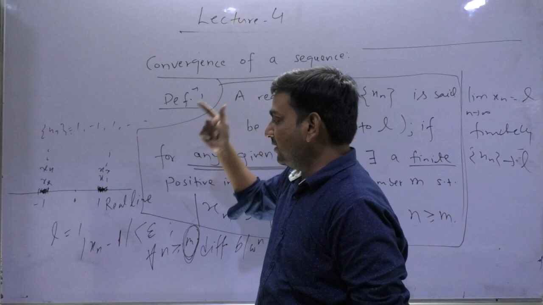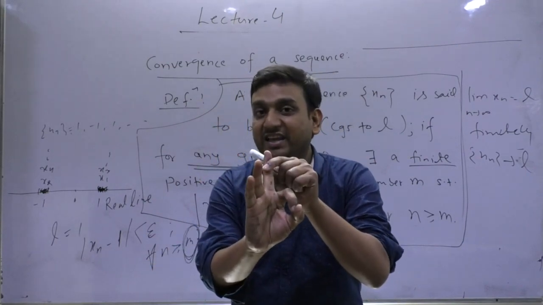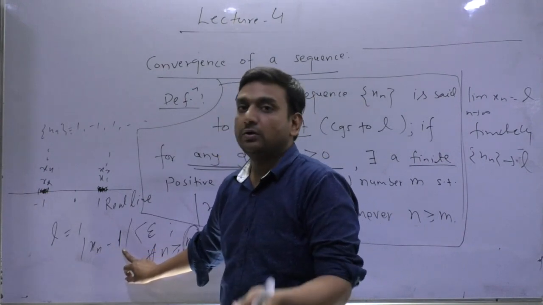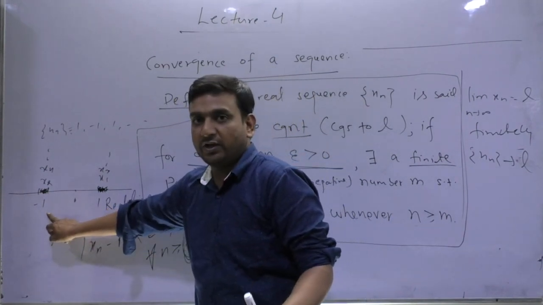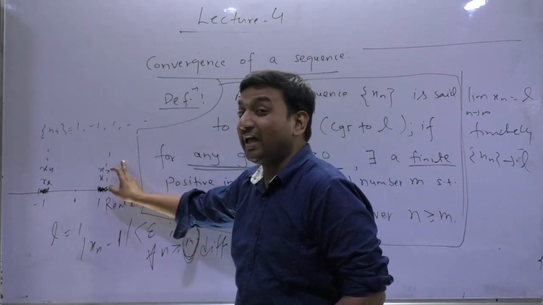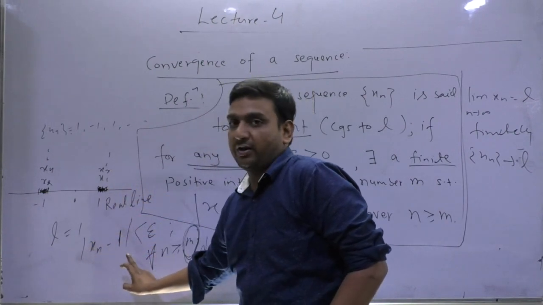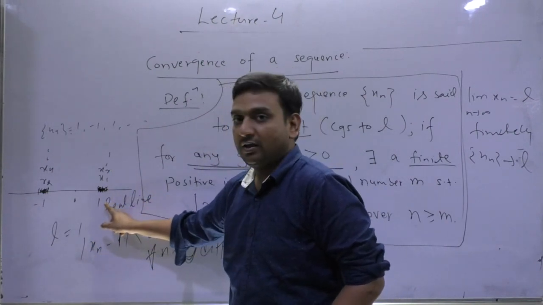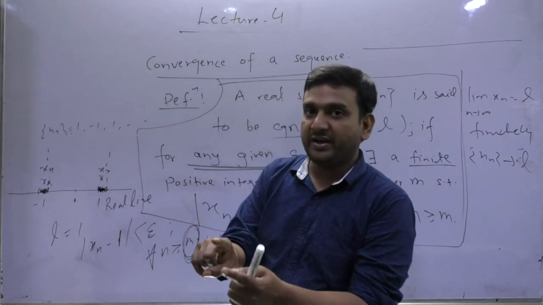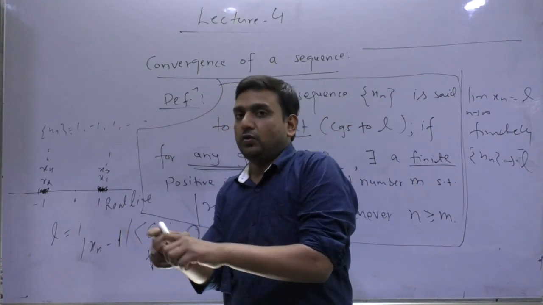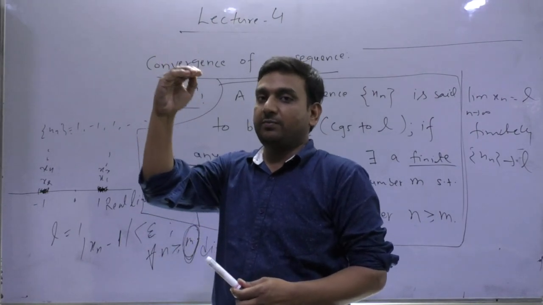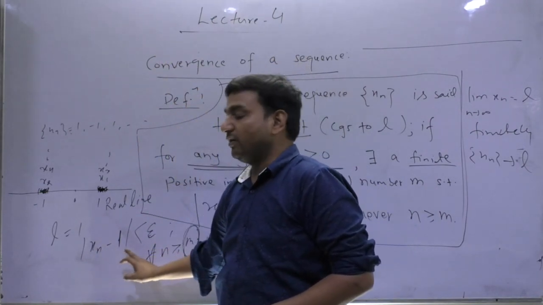Suppose x10, x10 minus 1 becomes 2, because x10 gives the value minus 1. So minus 1 minus 1, it is 2. If I say x11, x11 minus 1, it is 0, 1 minus 1. Then x12 minus 1, x13 minus 1. So can I say that after some finite number of terms, the difference between xn and 1 becomes less than epsilon?